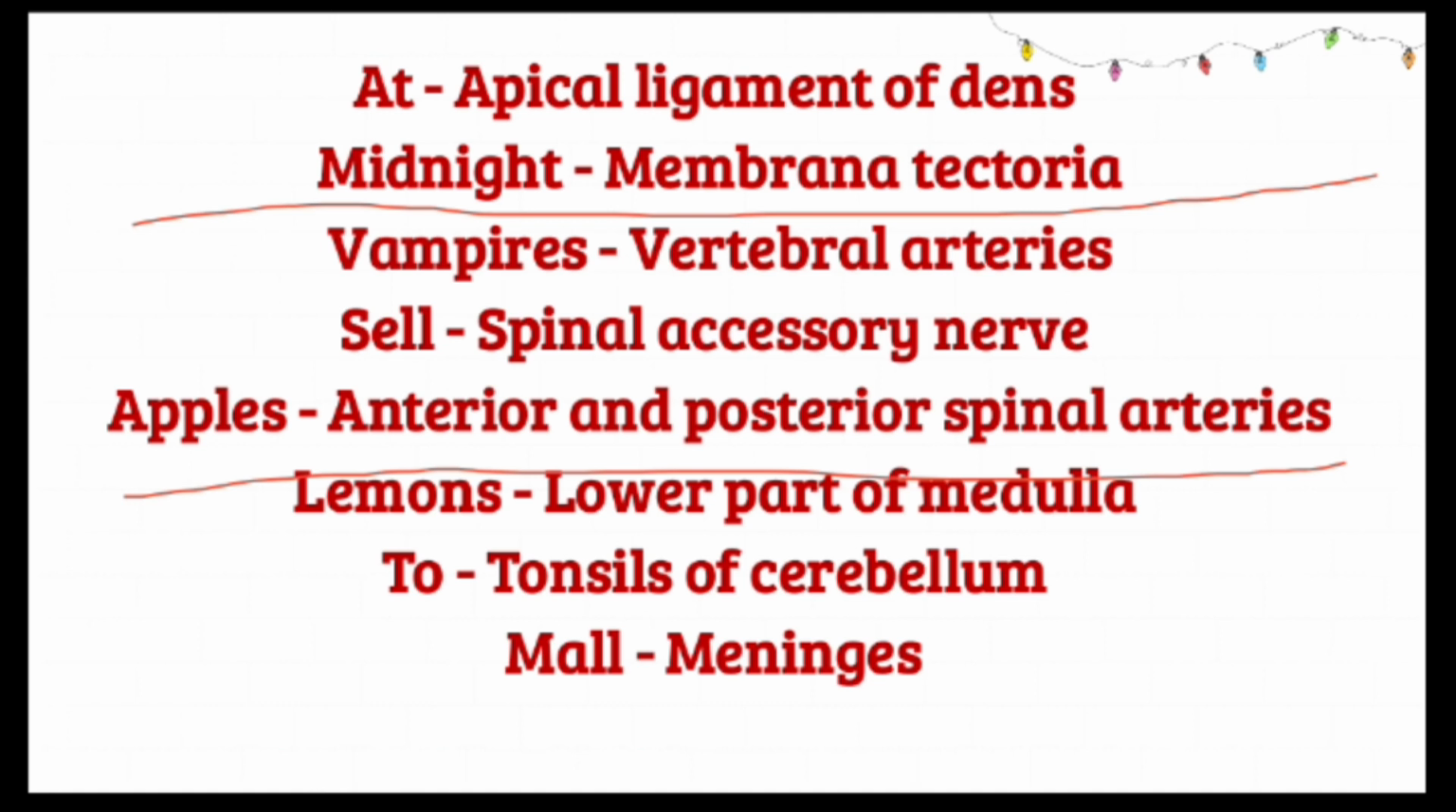At for apical ligament of dens, midnight for membrana tectoria, vampires for vertebral arteries, sell for spinal accessory nerve, apples for anterior and posterior spinal arteries, lemons for lower part of medulla, to for tonsils of cerebellum, and mall for meninges.